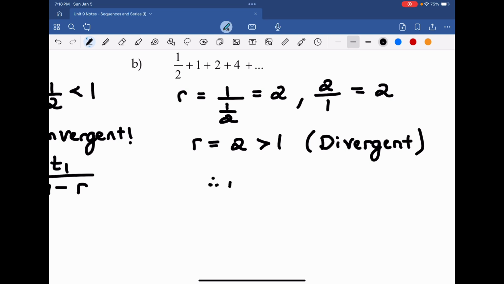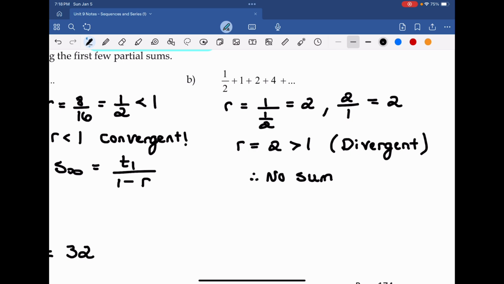And as soon as we know it's divergent, there's no way to calculate the sum. So if we want to put that below, we're going to say there is no sum for this series, because it diverges, it doesn't actually approach a value, so we cannot calculate a given sum for this.